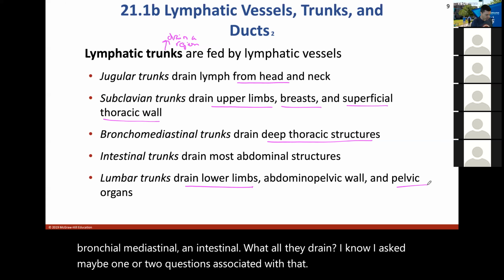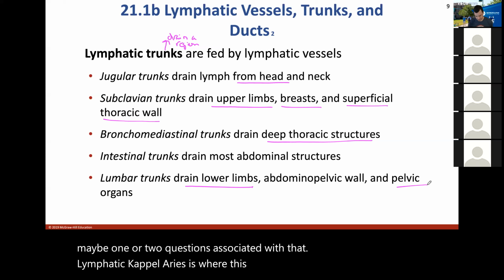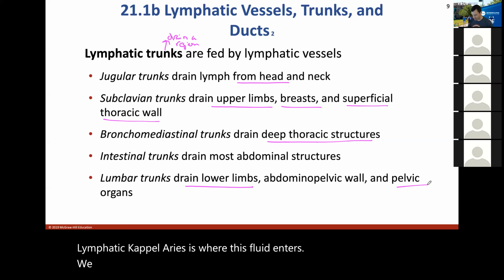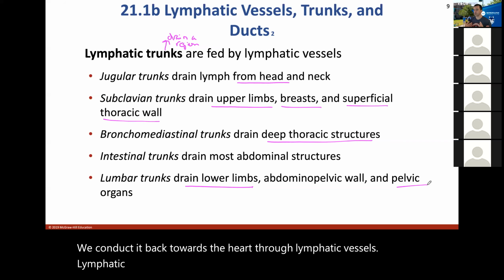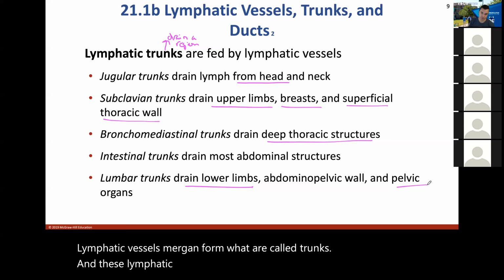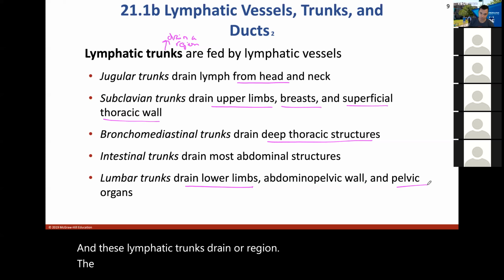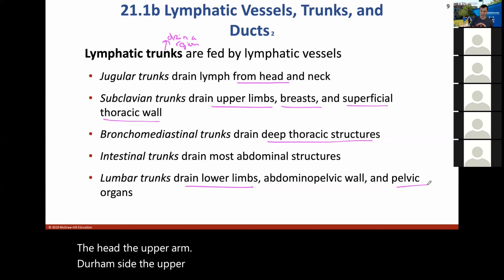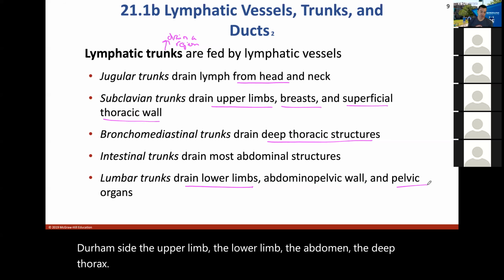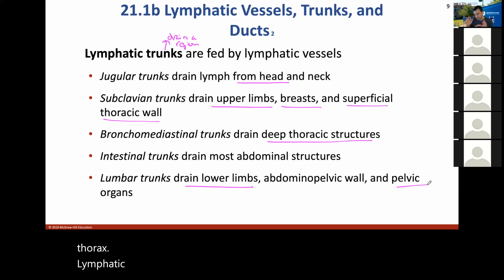Lymphatic capillaries is where this fluid enters. We conduct it back towards the heart through lymphatic vessels. Lymphatic vessels merge and form what are called trunks. And these lymphatic trunks drain a region, the head, the upper limb, the lower limb, the abdomen, the deep thorax. Lymphatic trunks converge into 2 lymphatic ducts.